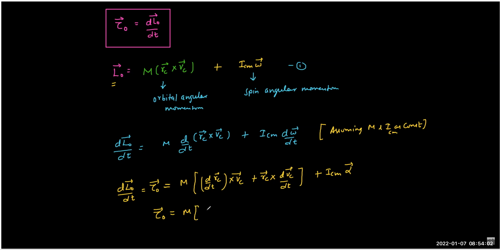The first term is velocity by definition. The second term is also velocity, but we know that vc cross vc is going to be zero. And here, the nice thing is this is the ac itself, the center of mass acceleration. And this term is zero.